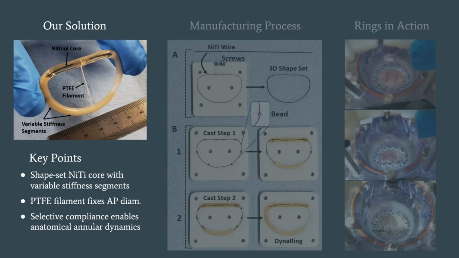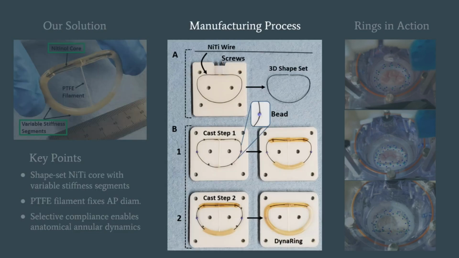To address this need and enable mitral valve annular dynamics, we have created a selectively compliant annuloplasty ring. This ring consists of a nitinol core and 4 polymer segments that mimic the 4 primary morphologies found in a native mitral annulus. The manufacturing process begins with a thin piece of nitinol wire.